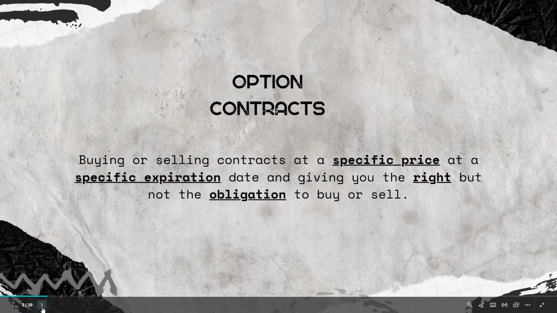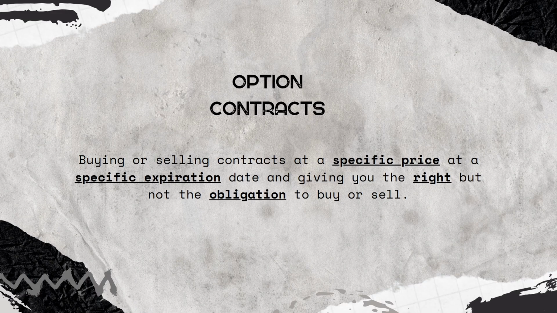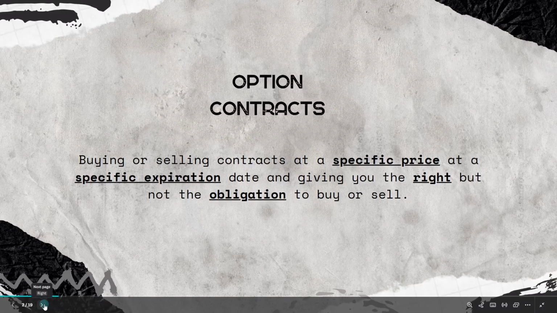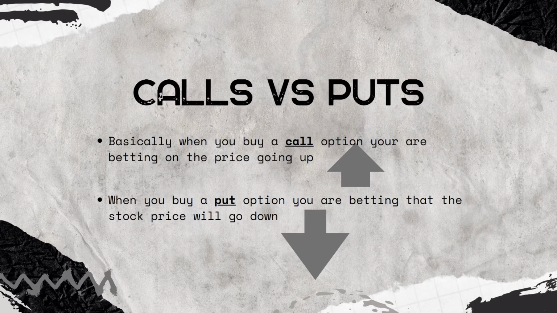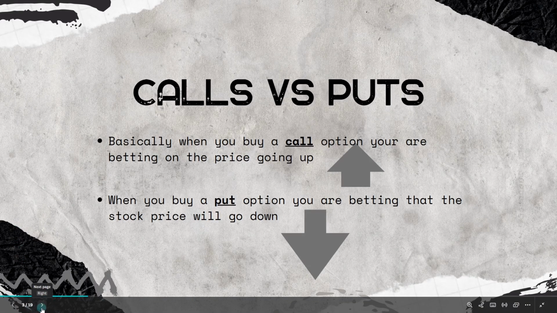All right, so in options trading, you have what's called options contracts. You're buying or selling contracts at a specific price at a specific expiration date, giving you the right but not the obligation to buy or sell. When you buy a call option, you're basically betting on the price going up. When you buy a put option, you are basically betting that the price is going down. And today, for these purposes, I'm going to show you call options.